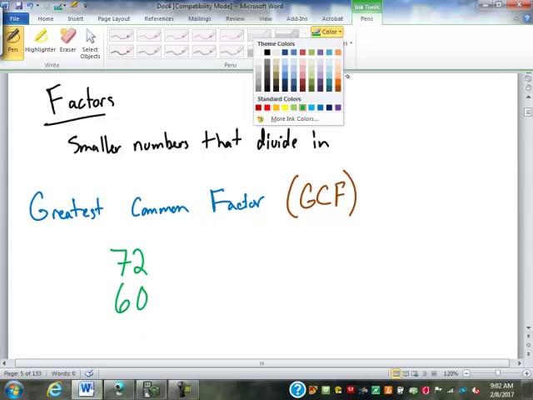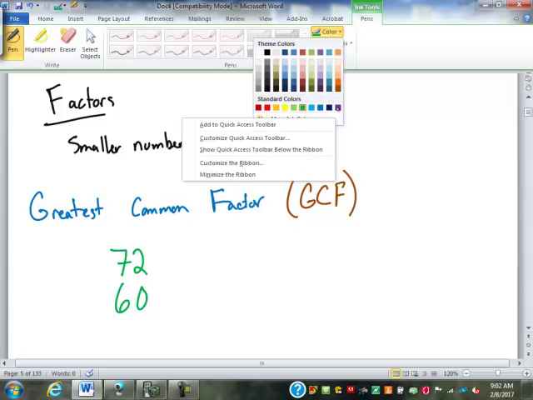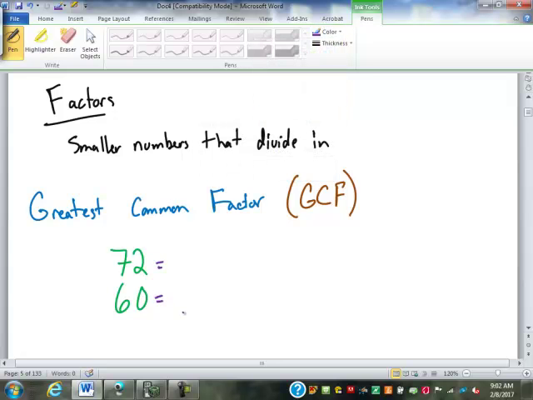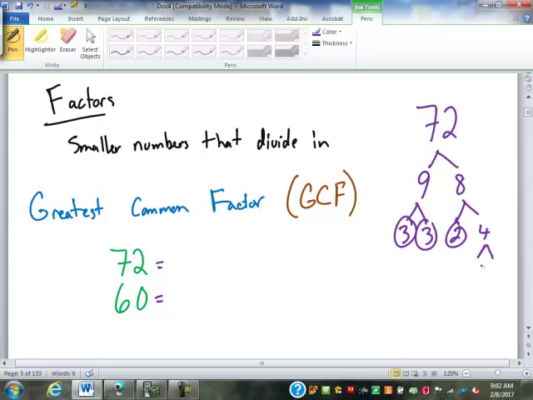Let's say I want to find the greatest common factor between 72 and 60. I'm going to factor them. So I'm going to start with 72. What's one number that goes into 72? 9. 72 divided by 9 is 8. Neither of those is prime. 9 can be split up into 2 times 3. Both of those are prime. 8 can be split into 2 times 4. 2 is prime. 4 splits into 2 and 2. So that gives us 2 times 2 times 2 times 3 times 3.